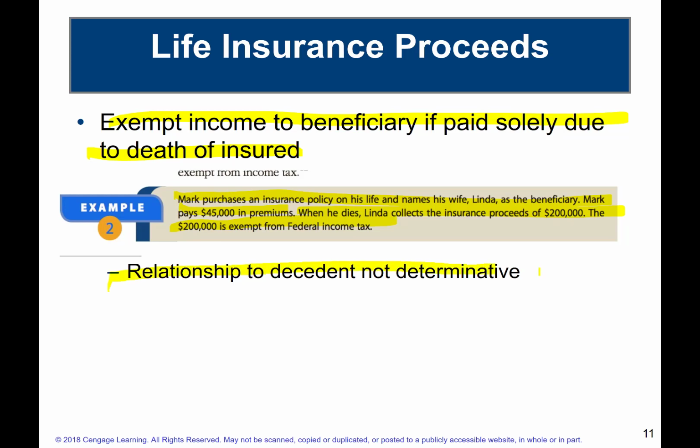Although the relationship to the decedent is not what determines. So it doesn't have to be the wife. It's whoever the policyholder is, right? They do not have to pay that. It doesn't have to be the spouse or the kids or anything.